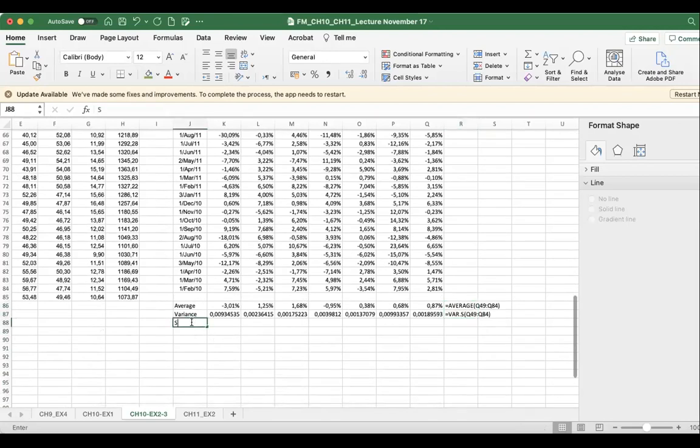Then the standard deviation, which is the square root of the variance, and transform them into percentage.